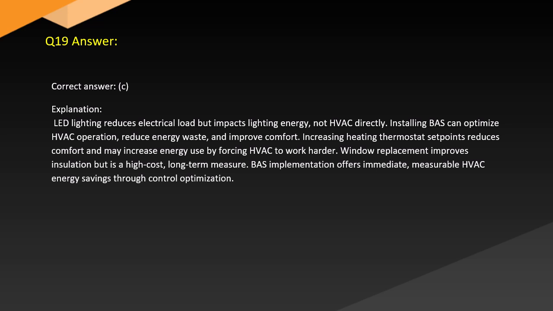Answer. Correct answer: C. Explanation. LED lighting reduces electrical load but impacts lighting energy, not HVAC directly. Installing a BAS can optimize HVAC operation, reduce energy waste, and improve comfort. Increasing heating thermostat set points reduces comfort and may increase energy use by forcing HVAC to work harder. Window replacement improves insulation but is a high-cost long-term measure. BAS implementation offers measurable HVAC energy savings through control optimization.